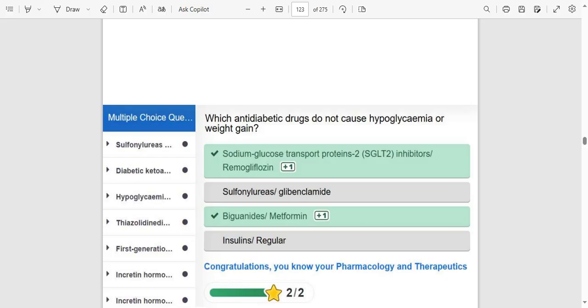You would wonder why biguanides are also there. Or maybe there's something that I haven't read. Has anyone read why the biguanide is also included as not causing hypoglycemia or weight gain? They do cause, isn't it? They don't cause. Also, it's only on weight gain and not hypoglycemia.